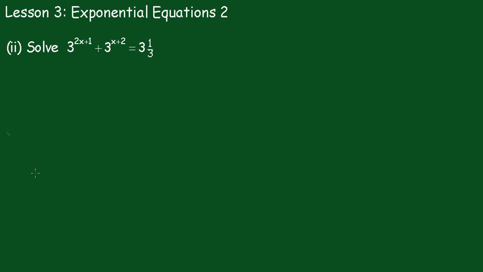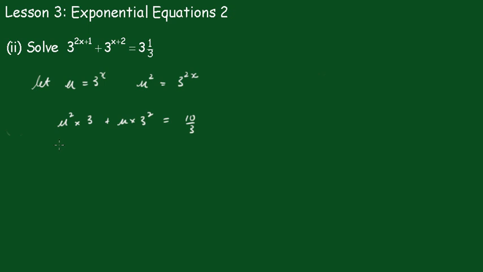Lesson 3, exponential equations number 2. Now we're going to solve 3 to the 2x plus 1 plus 3 to the x plus 2 equals 3 1/3. Now we'll let u equal 3 to the x. So u squared is equal to 3 to the 2x. Replacing this, we'll have u squared times 3 plus u times 3 squared equals, this will be 10 over 3, isn't it? Yep.